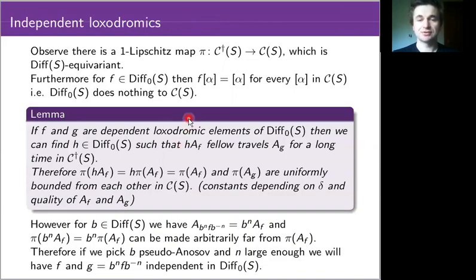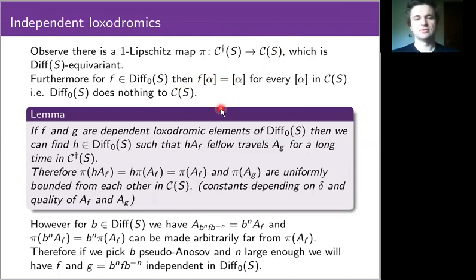How do we get independent loxodromics? Well, let's just make some observations for a start. There is a one-Lipschitz map from C dagger to C, which is equivariant with respect to the group action by the diffeomorphisms. So diffeomorphisms of S act on C dagger, and also act on the curve graph, and pi respects this action. Then you notice that Diff naught of S, by definition, does absolutely nothing to the curve graph. In other words, f of the isotopy class of alpha is just the isotopy class of alpha.